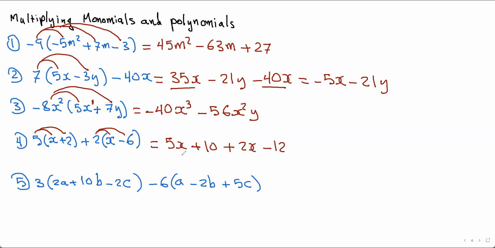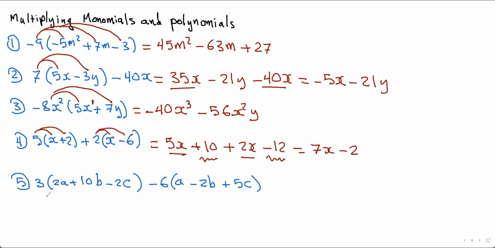Here we have like terms. So this and this, we have to add them. And this and this are like terms, so we have to add them. So 5 plus 2 is 7x. So 5x plus 2x is 7x. 10 minus 12 is negative 2. And that's the final answer for this.